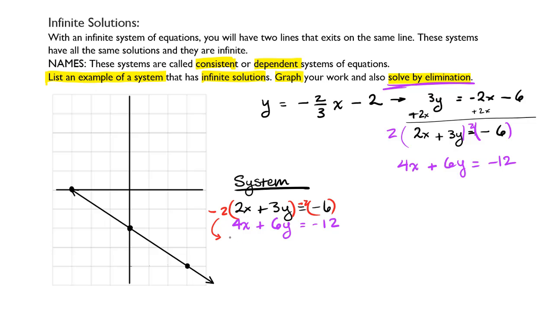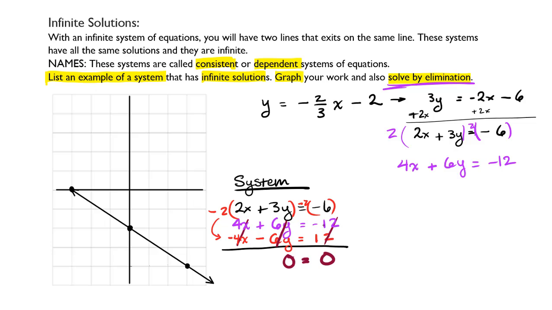-2 times 2x is -4x. -2 times positive 3y is -6y. And -6 times -2 is positive 12. And look at that. They are exactly the same, except their signs are opposite. And if I add them together, I get 0, 0, and 0. So I get 0 equals 0. Well, that's certainly a true statement.